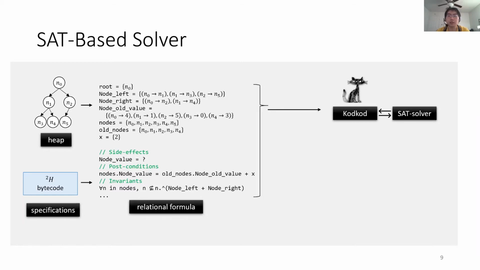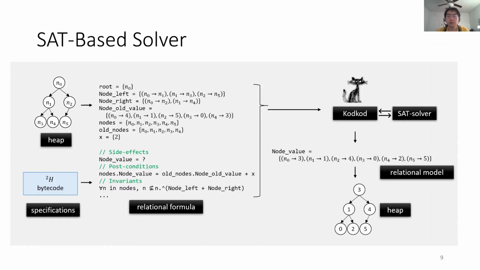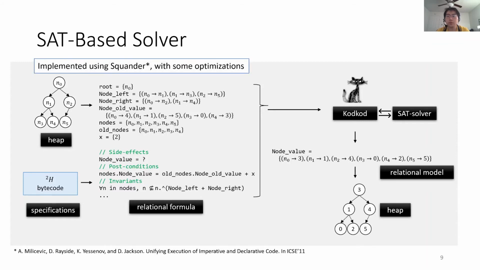And then we solve these formulas using a relational logic solver, which communicates with a set solver to do its job. It produces a relational model which contains the solution of the node value relation. And that is used to update the heap. Deuterium implements this set-based solver based on a prior technique, Squander, but we also use some optimizations.